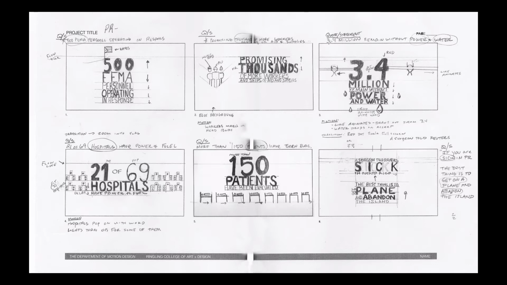A really important step is next to identify a key word from each one of those statements. So for example, here I have 500, FEMA, hospitals, patients, sick and plain and abandoned. This allows me to start to identify how I'm going to lay out my typography for each one of these frames. By identifying a key word, it allows me to put emphasis on that key word when I start to design.